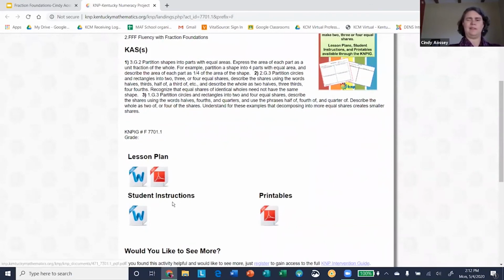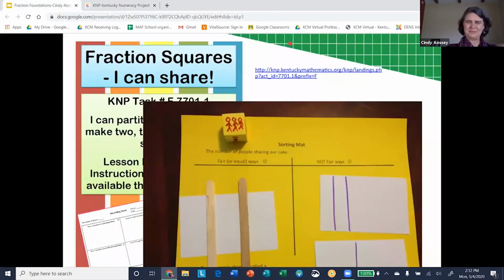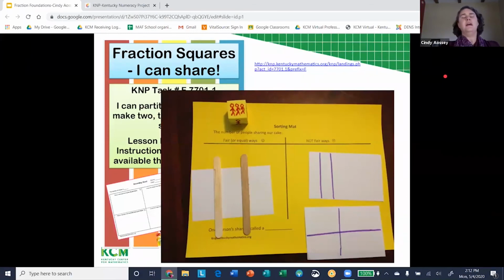It'll have the lesson plan, the student instruction pages, the printables. That's also in the printable, in the handouts. It'll take you to all the resources to do this. You don't really need all this background. What you need is for kids to have a conversation.